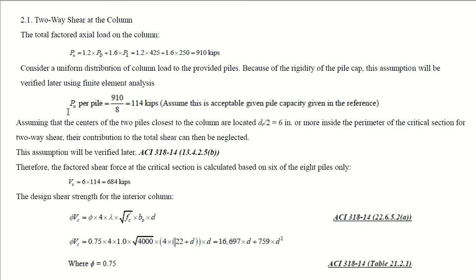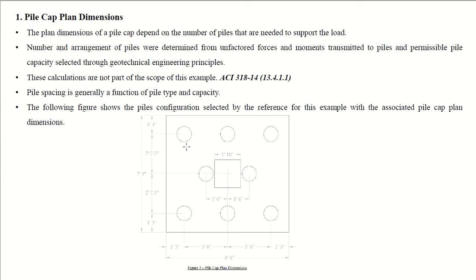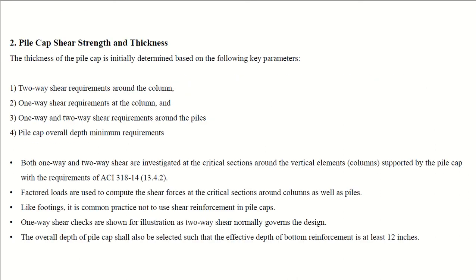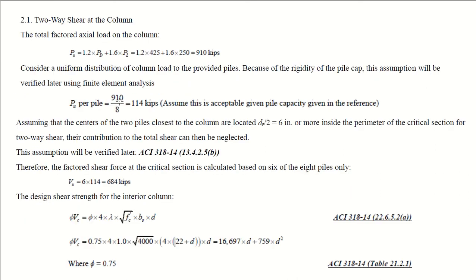Okay, so there are a total of 8 piles. You can see from the figure, 3 plus 3 is 6, plus 2 is 8. So dividing the factored load by the number of piles, we will get 114 kips load on each pile. Okay, assume this is acceptable given the pile capacity given in the reference.